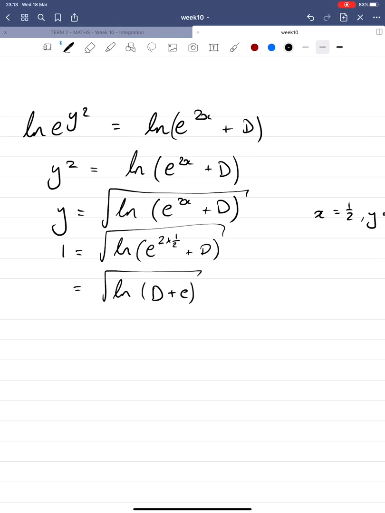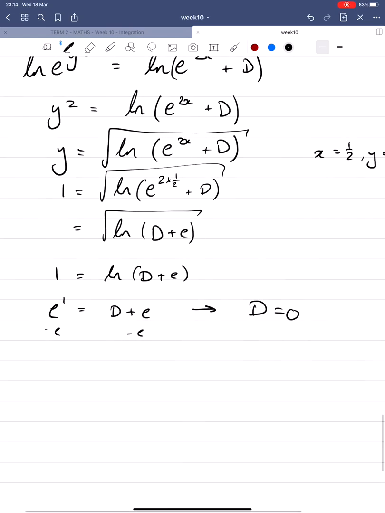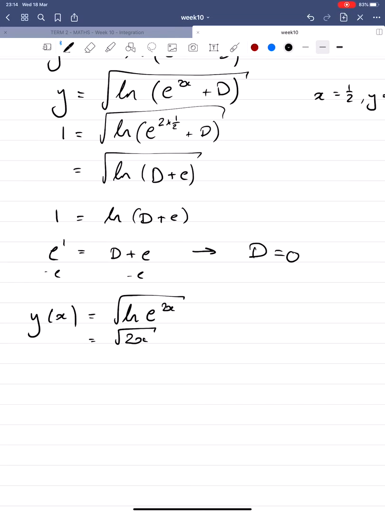I can now square everything. I get 1 is equal to ln d plus the exponential. I can take the exponential, and then if I subtract e from both sides, I find that d is equal to 0. Which means y of x, my function, is actually just ln e to the 2x square rooted, but the logarithm of the exponential means I just get 2x square rooted. So this is now my function. My function y of x is the square root of 2x.